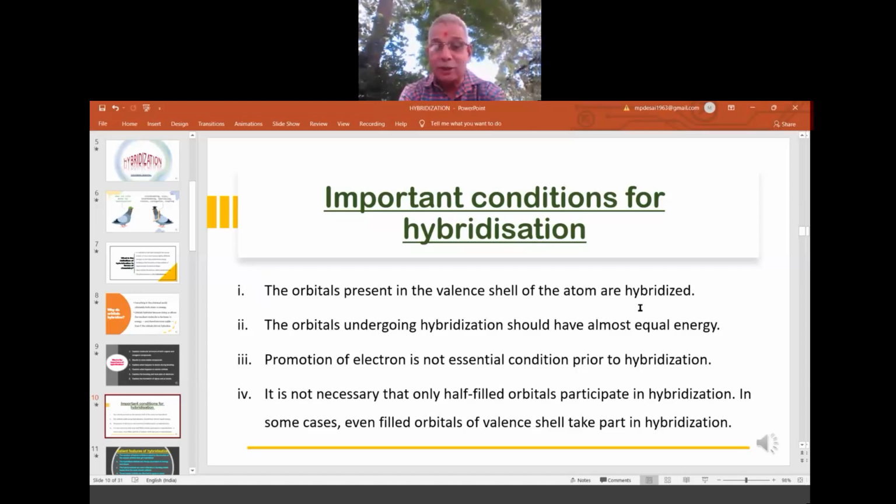So that's why here also energy is almost the same. If it is equal, wonderful. Otherwise, at least close to equality, then they go for hybridization or mixing, so that something new is formed. Something new, an idea, is formed when we discuss together, like that. So the third condition: promotion of an electron is not an essential condition prior to hybridization. Means what?